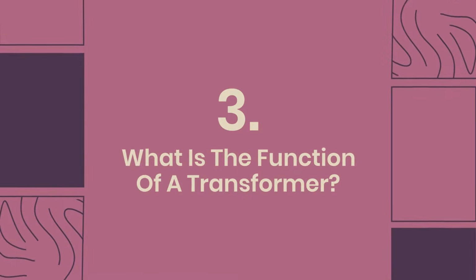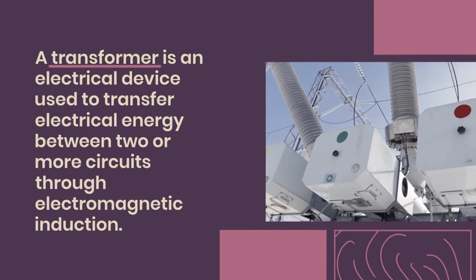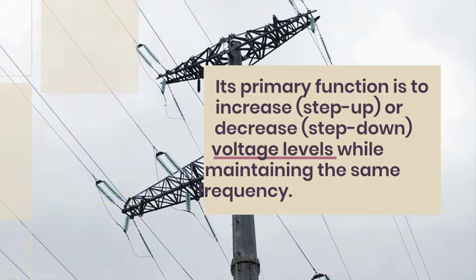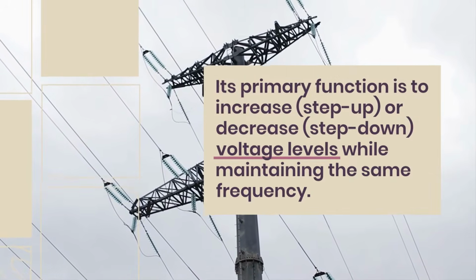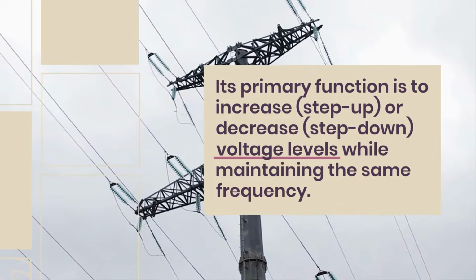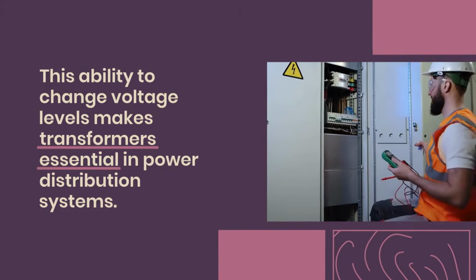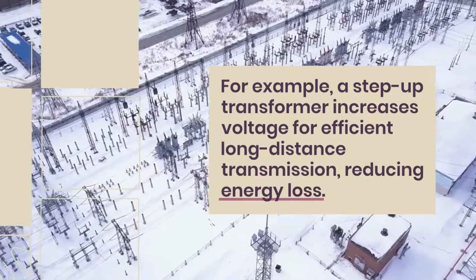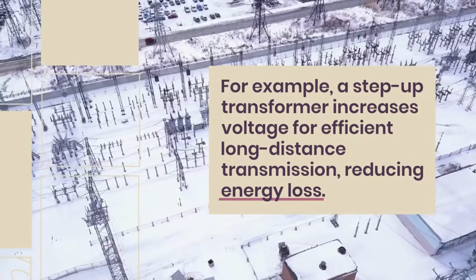3. What is the function of a transformer? A transformer is an electrical device used to transfer electrical energy between two or more circuits through electromagnetic induction. Its primary function is to increase, step up, or decrease, step down, voltage levels while maintaining the same frequency. This ability to change voltage levels makes transformers essential in power distribution systems. For example, a step-up transformer increases voltage for efficient long-distance transmission, reducing energy loss.